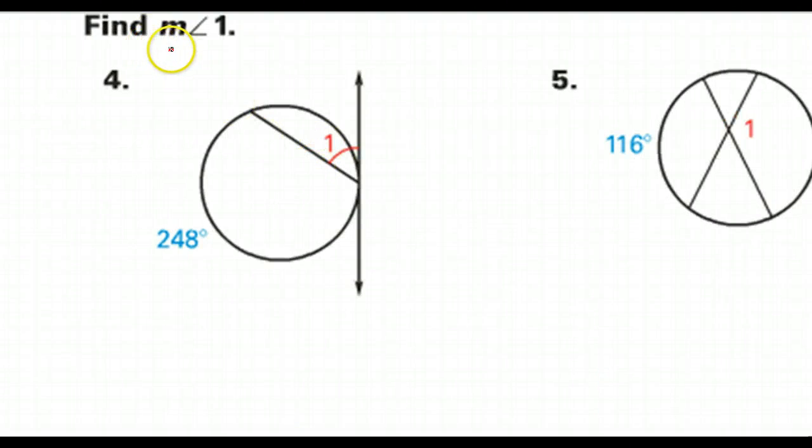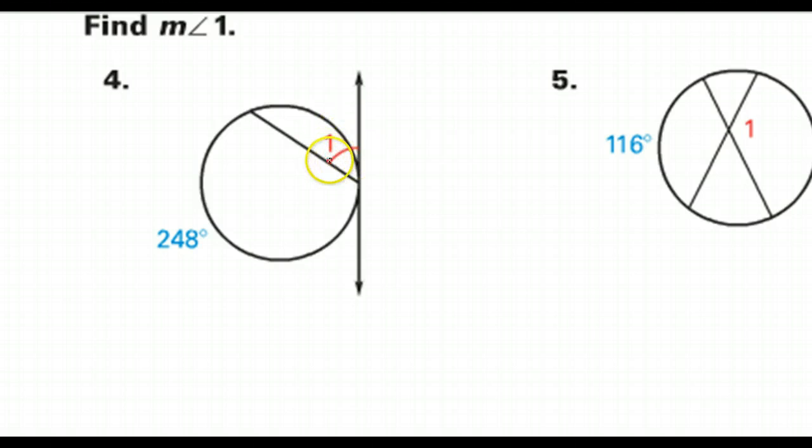Alright, number 4. We're supposed to find the measure of angle 1. And there's 2 ways I can do it. I could take half of this big arc out here, and that's going to give me this angle. Then I could subtract from 180. Or I could subtract 248 from 360 and find this arc over here, and then half of that arc should give me the angle. I'm not sure which way is simpler. I mean, really, they're both exactly the same. I'm going to do the second thing I said.